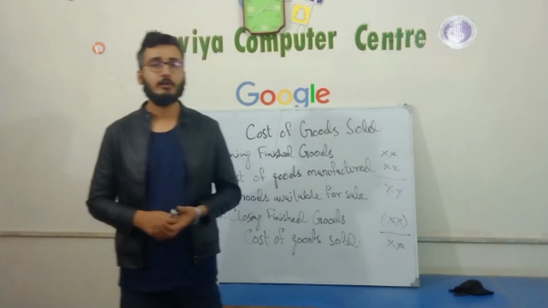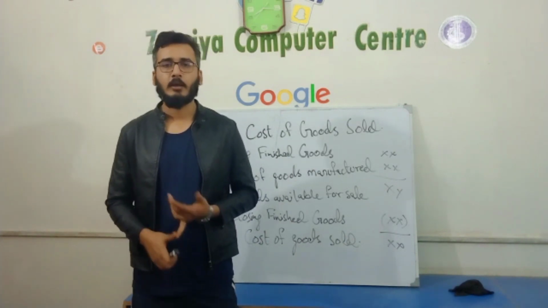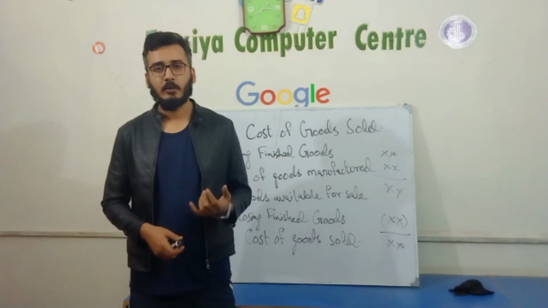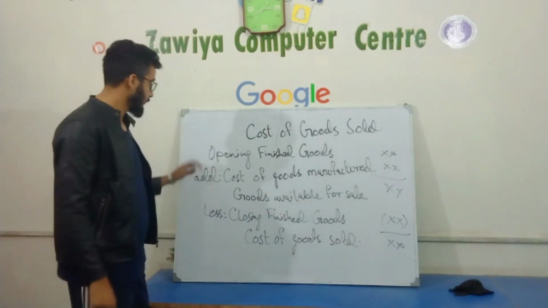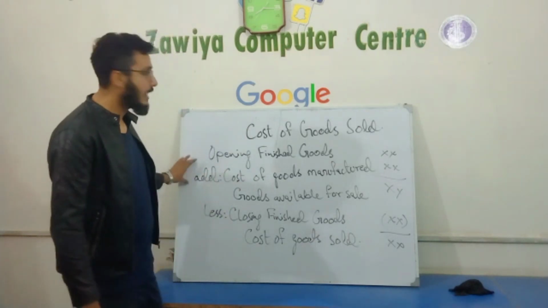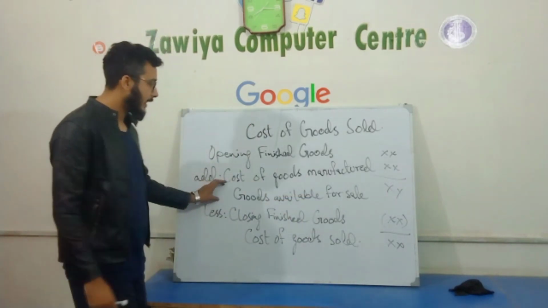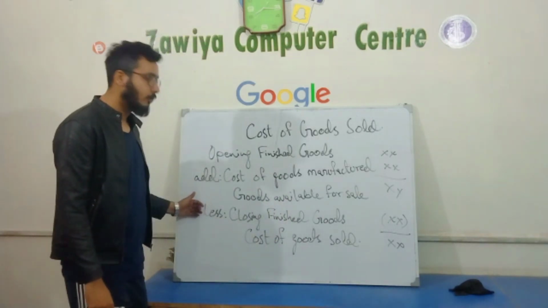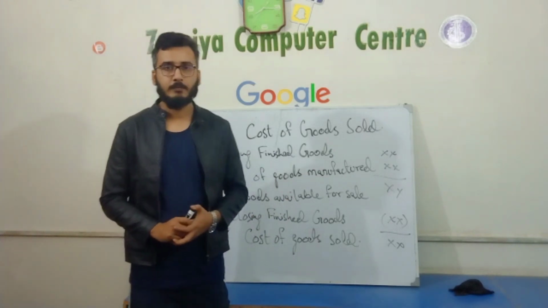Now how to calculate the cost of goods sold in a trading business? We just add purchases to the opening inventory and then deduct the closing inventory, and in that way we get cost of goods sold. But here there is a slight change because this is a manufacturing concern, so we will be having the opening finished goods. Then we will add the cost of goods manufactured, what we have learned before. Then we will get goods available for sale, and by deducting the closing finished goods from it, we will get the cost of goods sold.